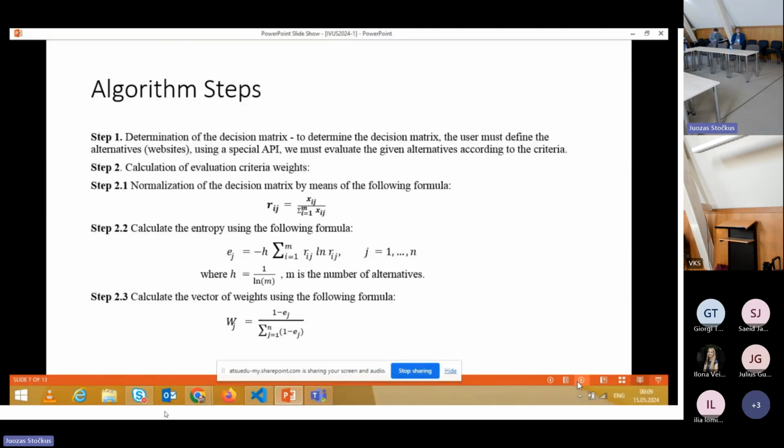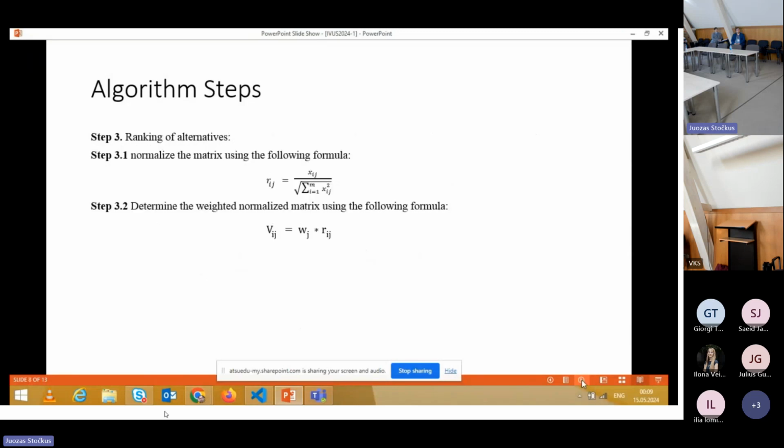Step 2.1 is normalization of the decision matrix by means of the following formula. Step 2.2 is to calculate the entropy using the following formula. Step 2.3 is to calculate the vector of weights using the following formula. Step 3 is ranking of alternatives.